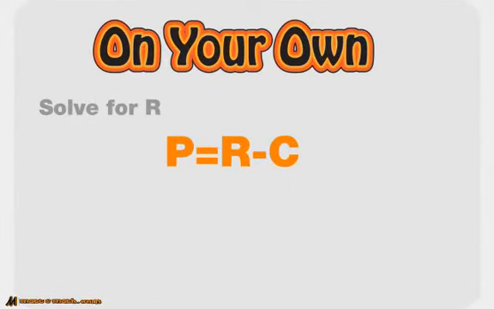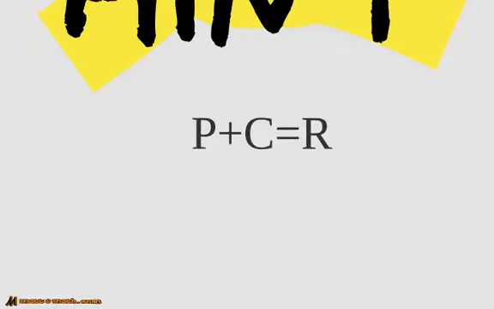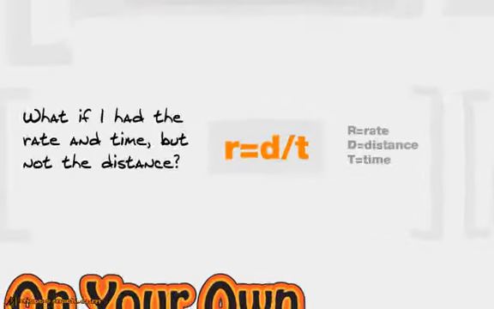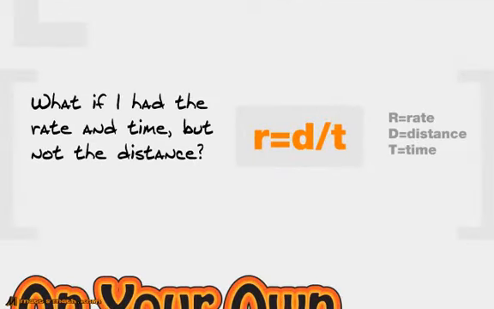All right? Why don't you solve for R now? Using those same tricks and techniques, solve for R. Get rid of everything away from the R. That one's a lot easier, isn't it? If you think about it, you're subtracting C. How do you get rid of subtracting C? Add C to the other side, and that's it. It's just P plus C equals R. Okay, getting the hang of it? Remember, all you're doing is moving things around. Well, what if I had the distance rate time equation, where rate equals distance divided by time?